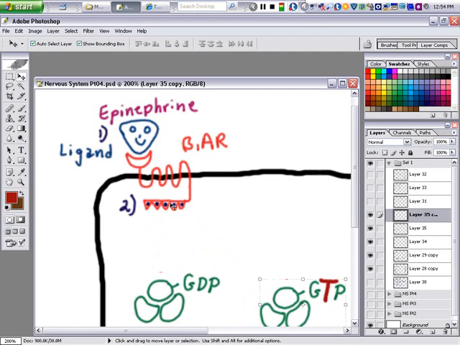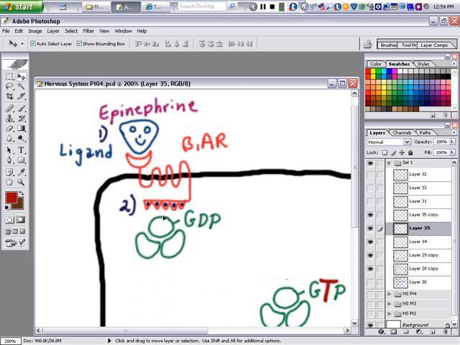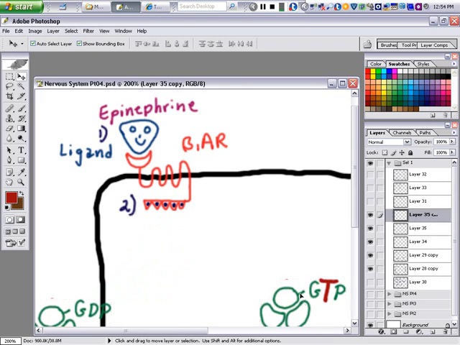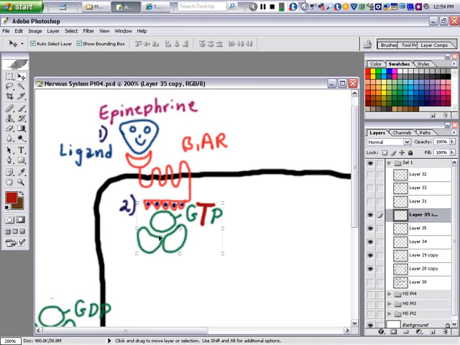Once the receptor becomes activated, this protein binds to the receptor on the inside. Once the protein binds to the receptor, you want this trimeric protein to become activated. It activates itself by losing GDP and picking up GTP. It's the same protein, I just drew it twice because I'm going to need that again. Now it becomes GTP, guanosine triphosphate. Now this protein is activated.